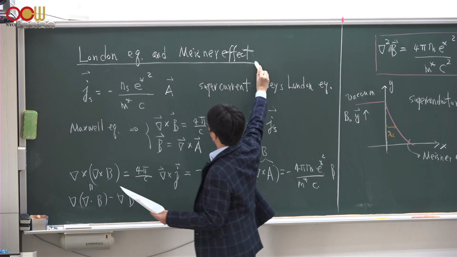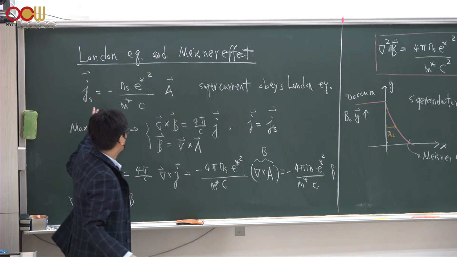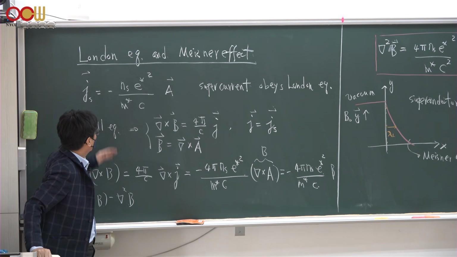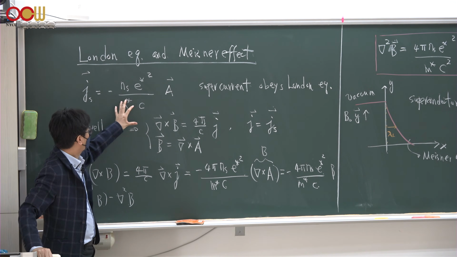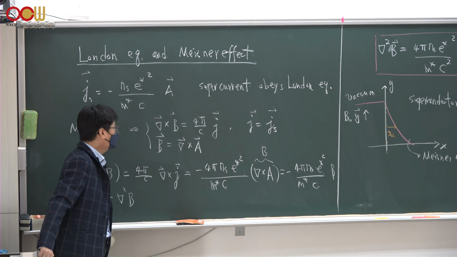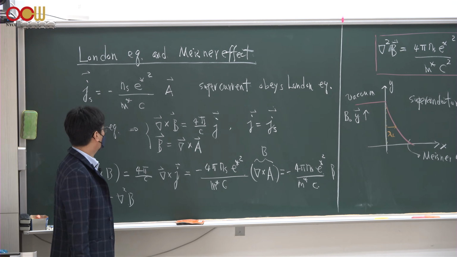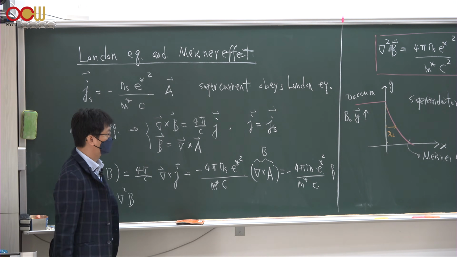Last time, we derived the London equation in the superconducting state, and the supercurrent obeys this relation called the London equation, which is minus a constant prefactor times the vector potential A. This linear relationship between the supercurrent and the vector potential will lead to the so-called Meissner effect, which we will derive in just a moment.